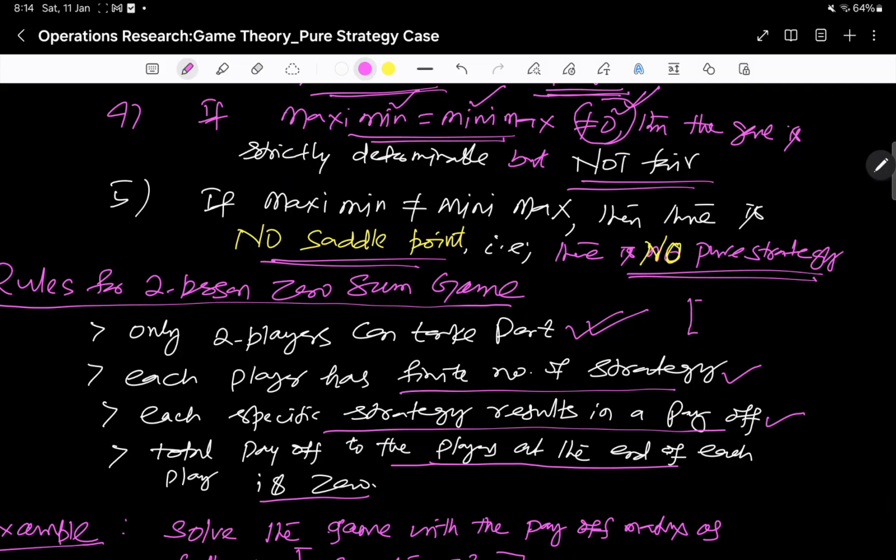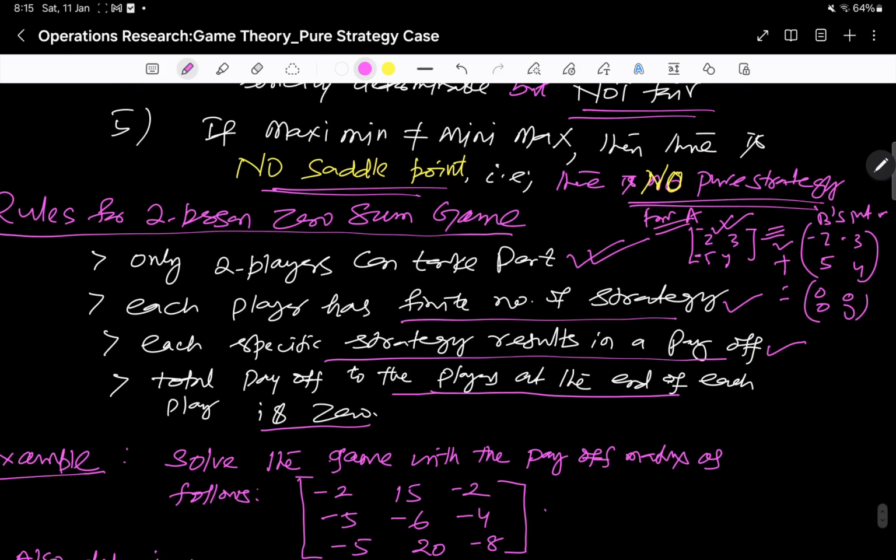Suppose this is the payoff for A: 2, 3, 5, 4. That means this is the gain of A. In view of B, I can say minus 2, minus 3. Suppose it is minus 5, then it is plus 5 and 4. This is from the point of view of A, which is equivalent to B's point of view. If I add these two, then the net gain is 0.